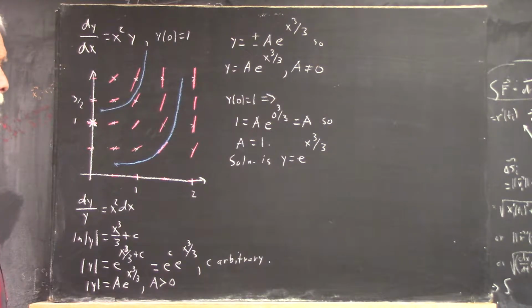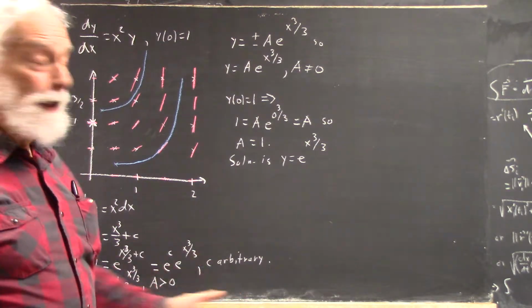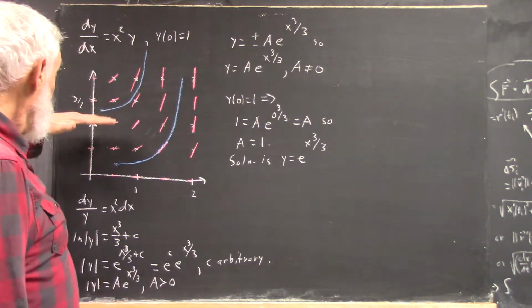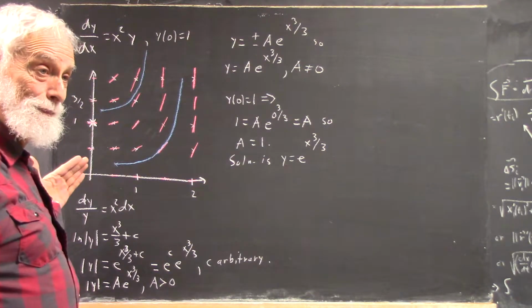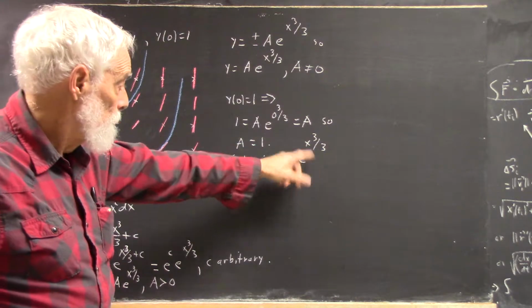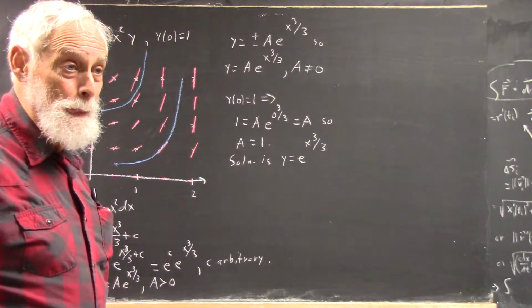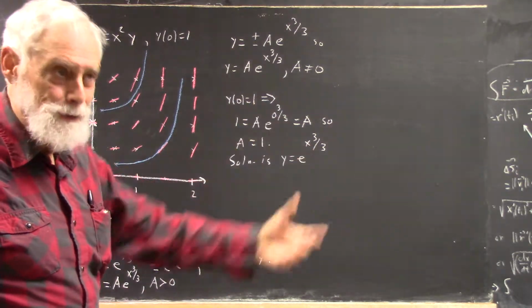I'm a little disturbed by this. Okay, I'm no longer disturbed. The derivative of e to the x when x is 0 is not 0, right? But the derivative of this is 0, because of course you apply the chain rule, you get an x squared e to the x cubed over 3, right? And when x is 0, that is 0.